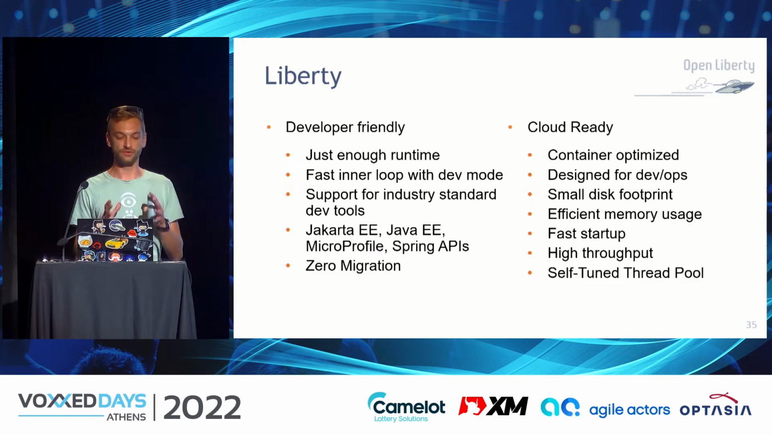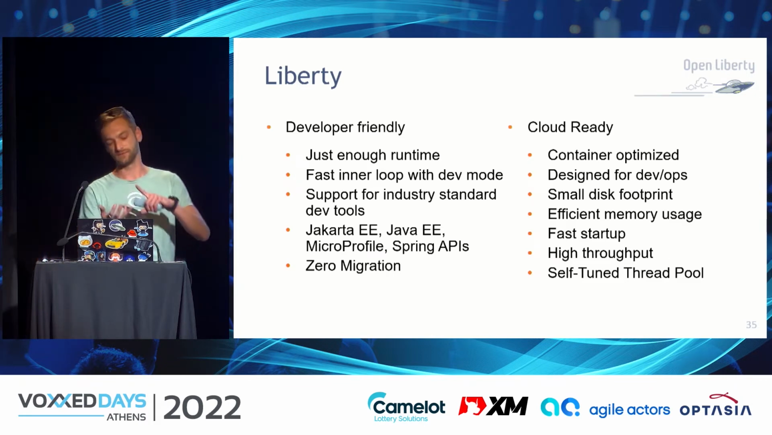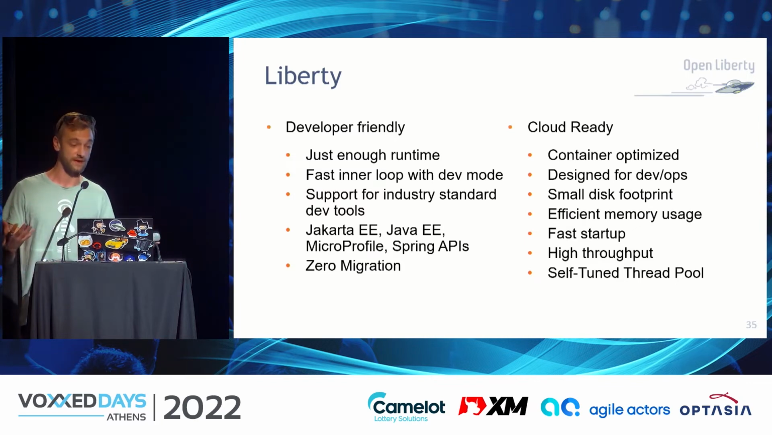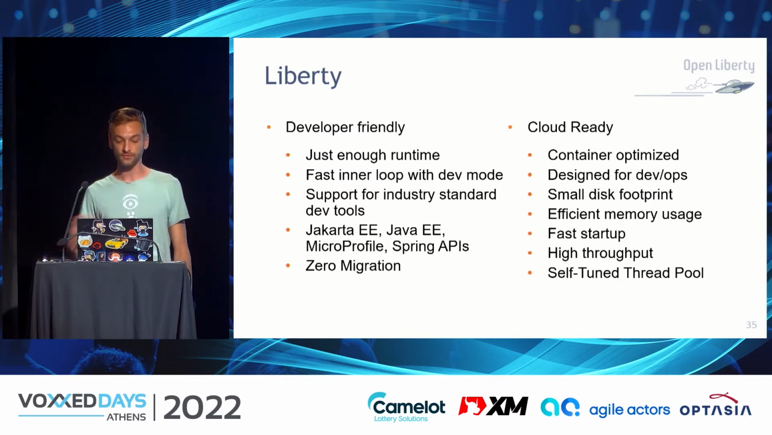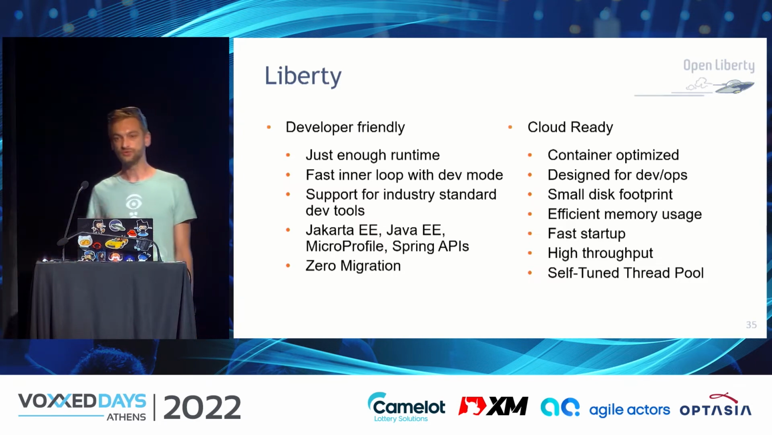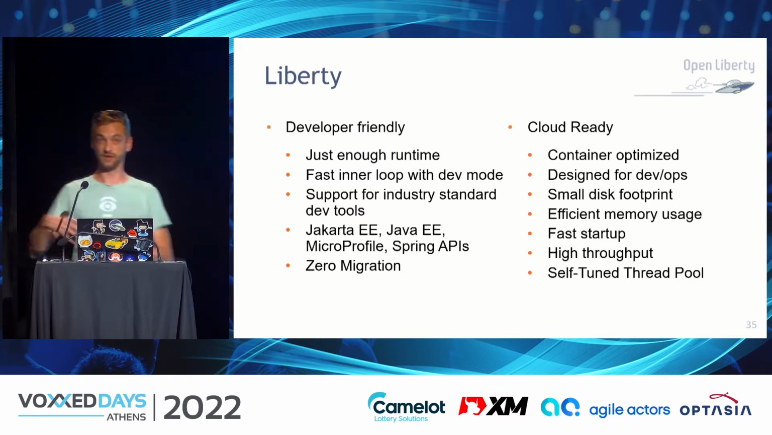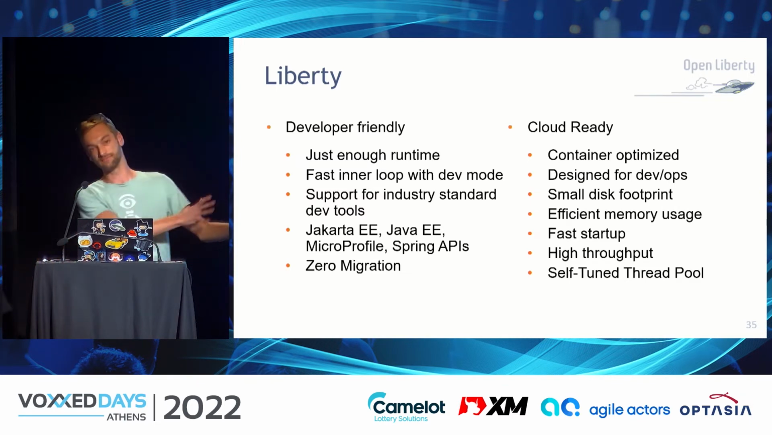So it's just enough runtime, so it's modular, and fast in a loop, so you can make changes to your code, your configuration, and your tests without having to restart the application server. Support for all the industry standard dev tools. Support for things like Jakarta EE, Java EE, MicroProfile, and Spring. I don't talk about Spring much in this talk, but using Open Liberty, say over Tomcat with Spring, provides you nearly double the throughput. So if you think about that on the cloud, if I've got a microservice that has double the throughput of another microservice, I should need half the number of microservices.